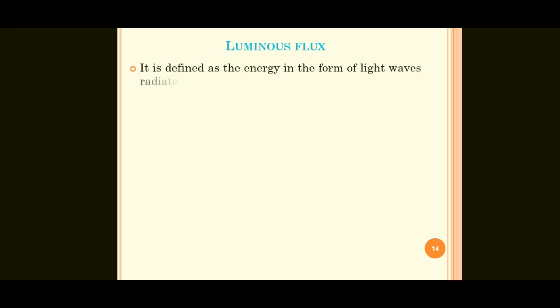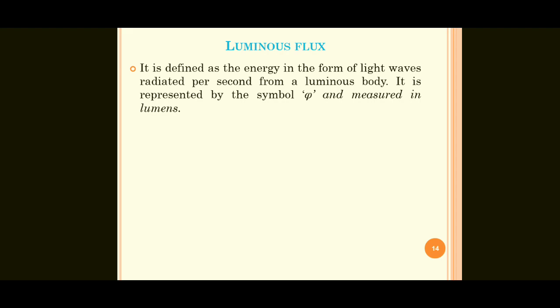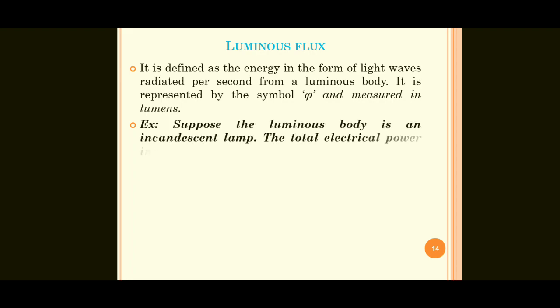Luminous flux. It is defined as the energy in the form of light waves radiated per second from a luminous body. It is represented by the symbol phi and is measured in lumens. So for luminous flux, the unit is lumens, denoted by phi. Suppose the luminous body is an incandescent lamp.